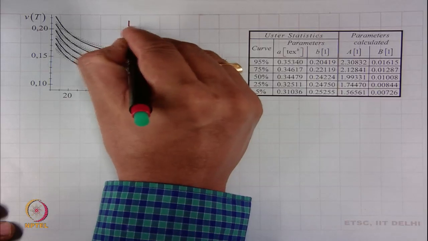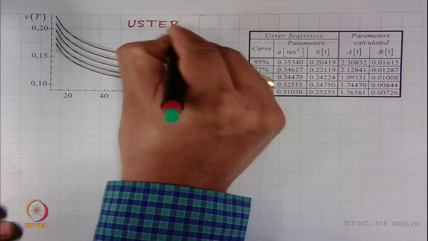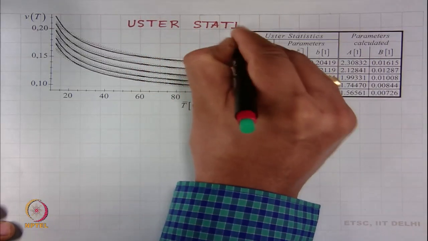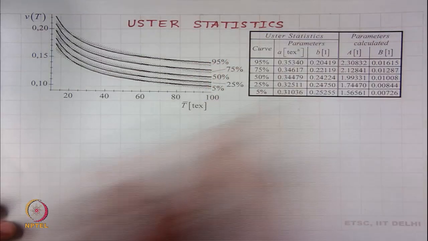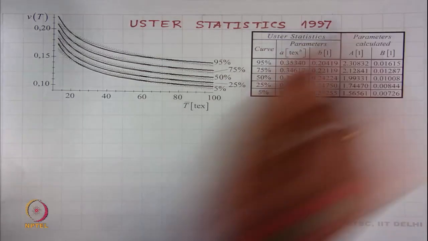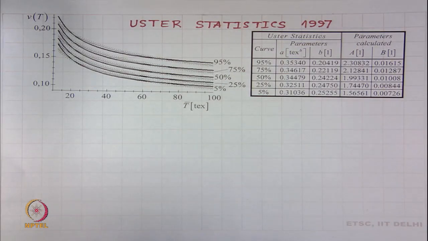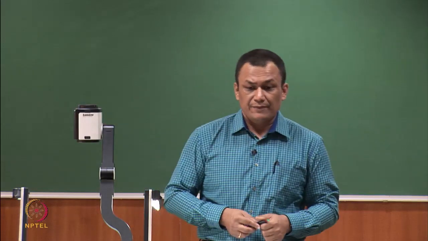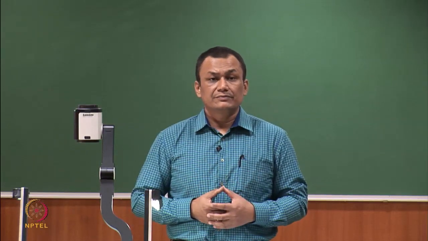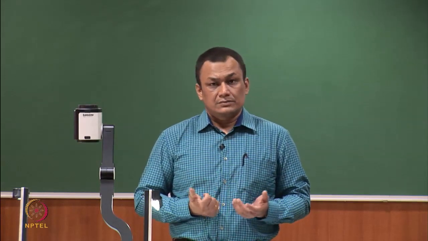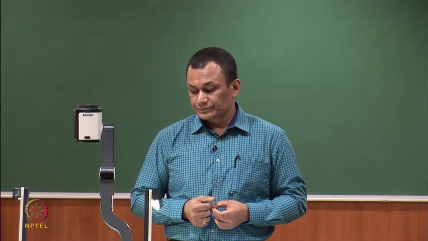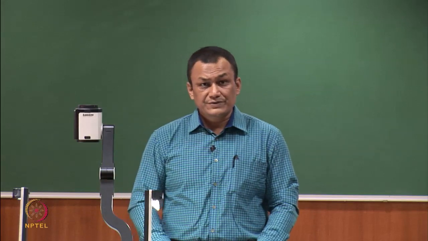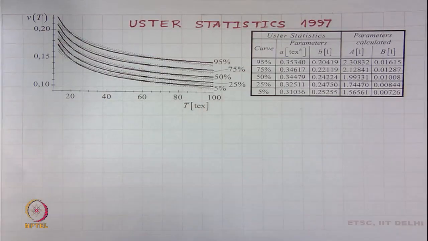Worcester statistics 1997. So, you know that Worcester conducted a huge number of trials in different spinning companies around the world, and they collected the data of mass irregularity versus count, and they plotted graphs called Worcester statistics curves. Very similar curves are here.